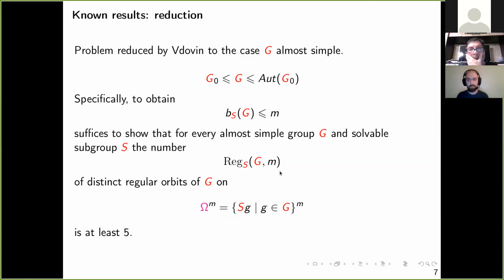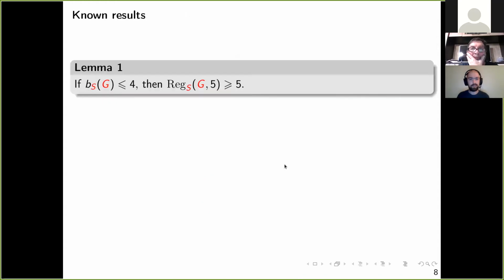Okay, some more results of it. First of all, a technical lemma. It's quite easy to show that if BS of G is not greater than 4, then we always can construct 5 regular orbits on omega to 5. So if we have at least one regular orbit on omega to 4, then we can construct 5 regular orbits on omega to 5.